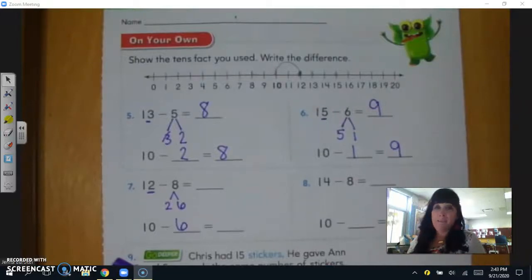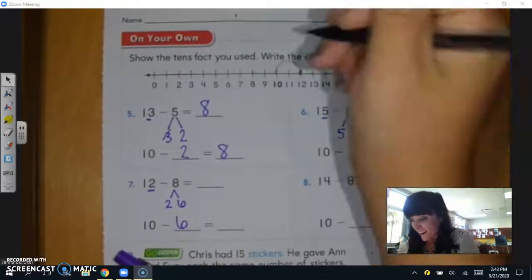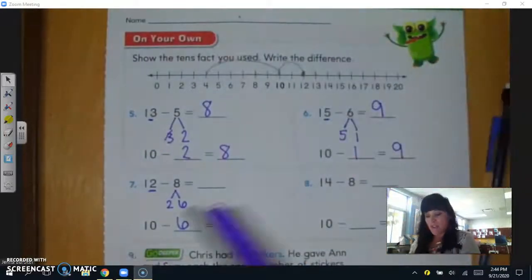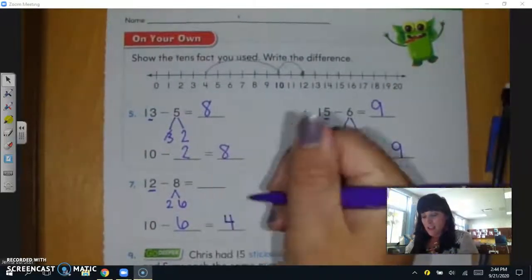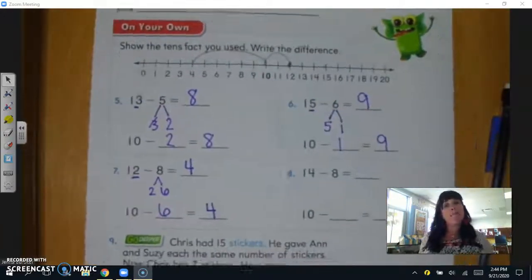Well, if I know my make 10 facts, I know that what and 6 make 10? 4. And now I can just jump all the way over to 4, and I don't even have to do single jumps. 10 minus 6 equals 4. 12 minus 8 equals 4. Boom.